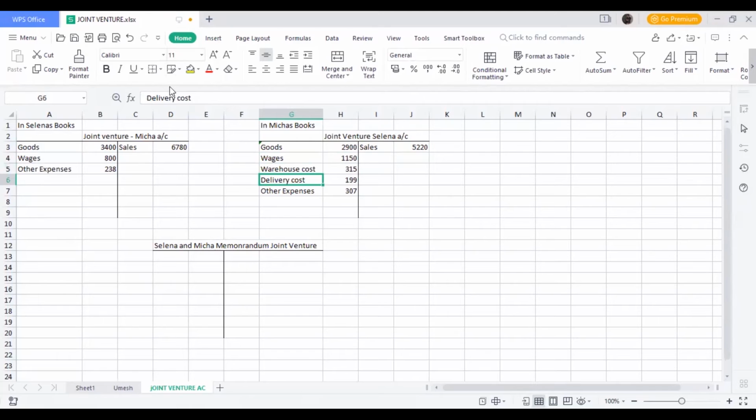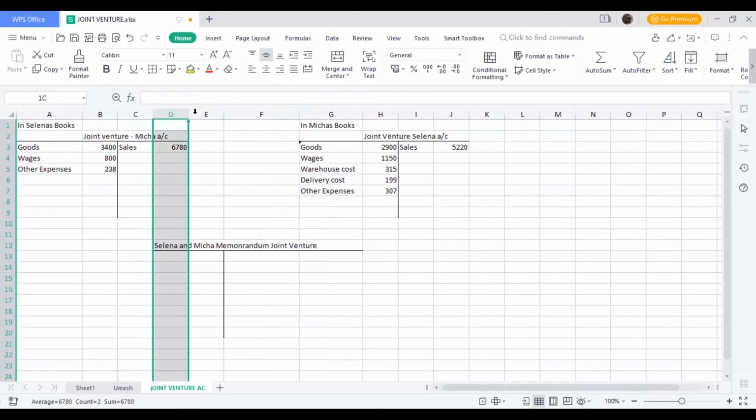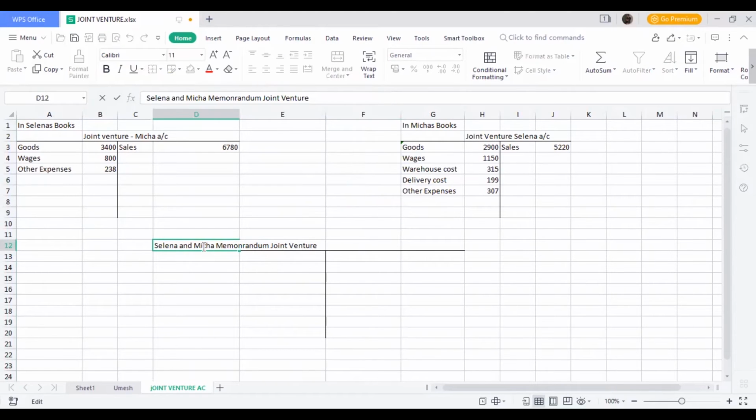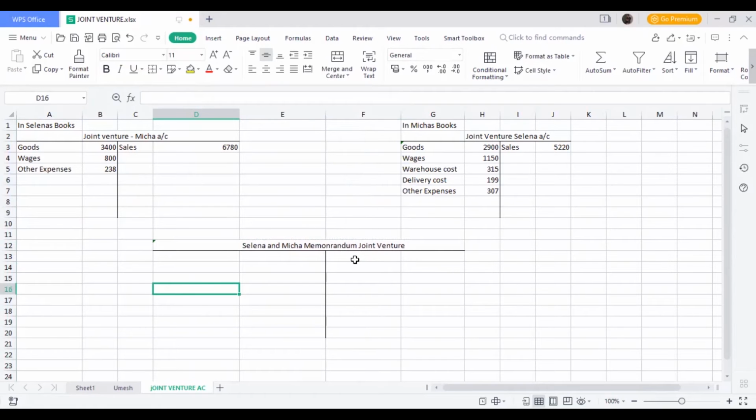Now we need to bring all these amounts together, because this is in Selena's books and this is in Misha's books. Both of them we're going to compile under Selena and Misha's memorandum joint venture. So it's easy for us to do the adjustment because we're going to take the total of both of them. I'm going to take this a bit bigger so I can write the narration in a more comfortable way. Here I'll write the topic in the middle, with the first one, sales. Both of them have sales of 5,220 plus 6,780. Always try to show it in brackets so the examiner knows that you have added these values in this way.